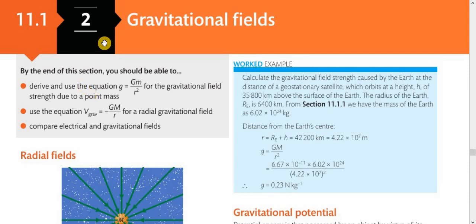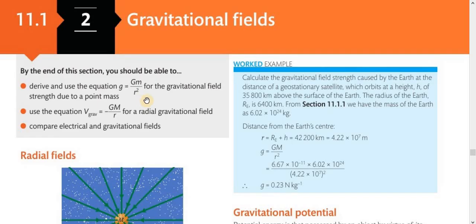Chapter 11.1 Part 2, Gravitational Fields continued. By the end of this section, you should be able to derive and use the equation g = GM/r². Previously we saw F = GMm/r². Now over here you have another equation, g = GM/r². We will see how to derive this equation.